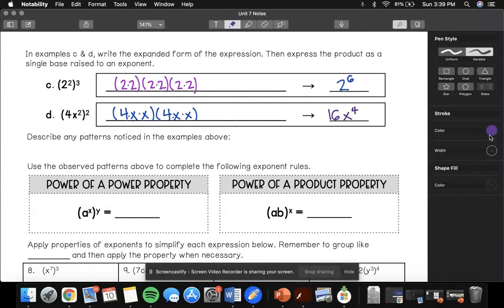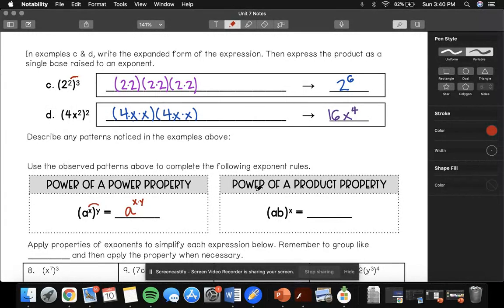All right, hopefully we notice something like when we have a power to a power, so this example right here, like C, we have 2 to the power of 2, and that's being raised to the power of 3. If we look at this problem compared to its answer, it looks like we can just multiply these exponents together. So we keep the base the same, and we could just multiply these exponents together, x times y, to come up with our simplified version.